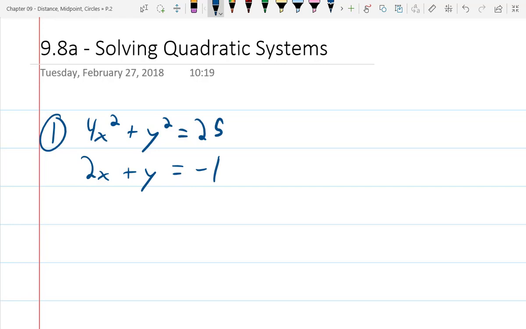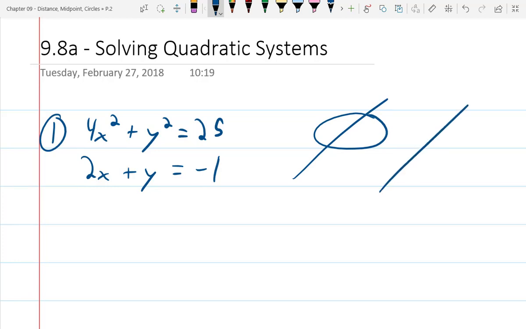You know what the shape of the second one is. 2x plus y equals negative 1. What would that graph to? A line. Do you know what the first one would be? Close. It's a circle, but the x is stretched differently than the y. So it's an oval, or what we call an ellipse. And if I take an ellipse like this and I cross a line through it, think of how many possible intersections there could be. Two.